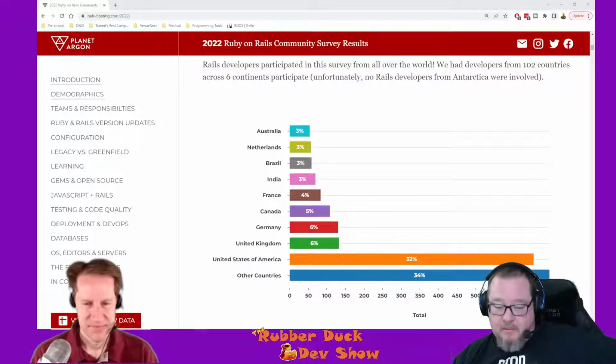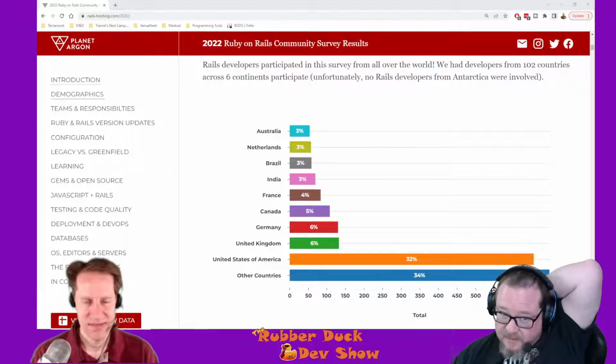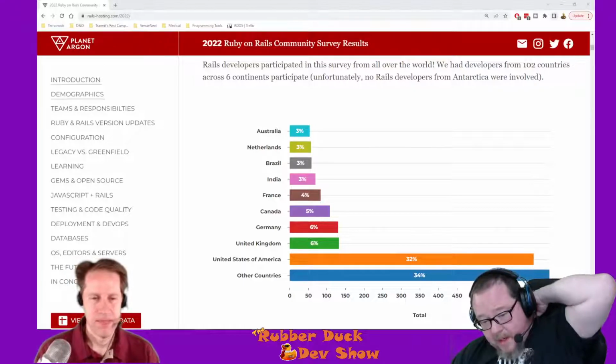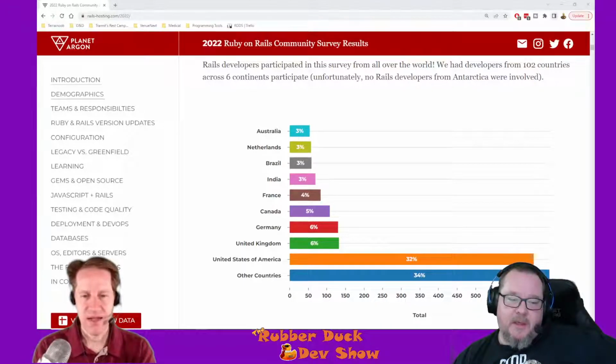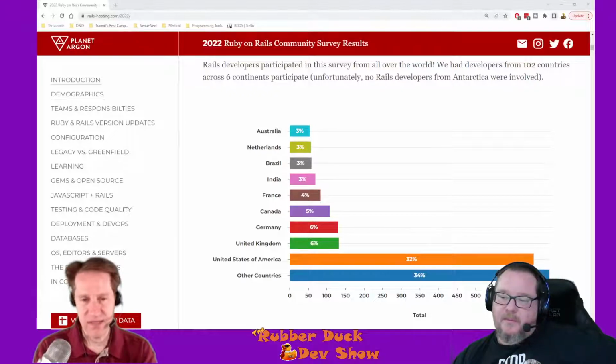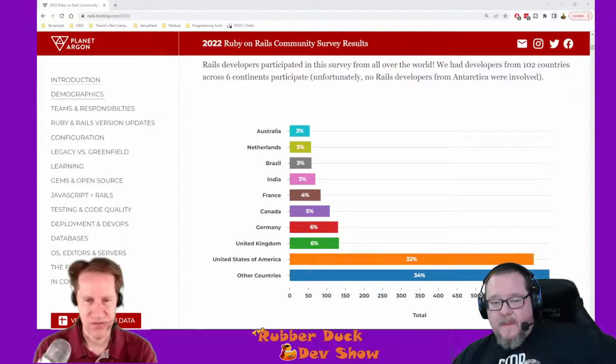So we got people from all over the place. I was surprised that there are that many people in tons of other countries. Oh yeah. What's weird is I expected the U.S. to be pretty big, but I guess I expected India to be way bigger, and even Ireland or places like that.